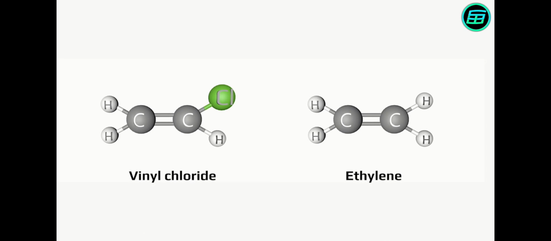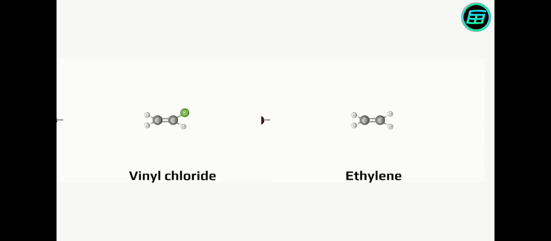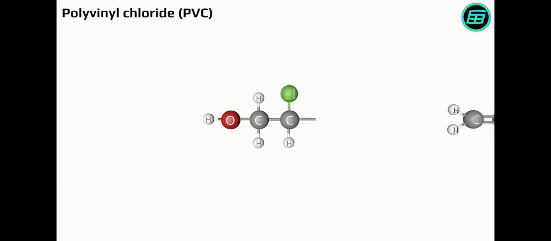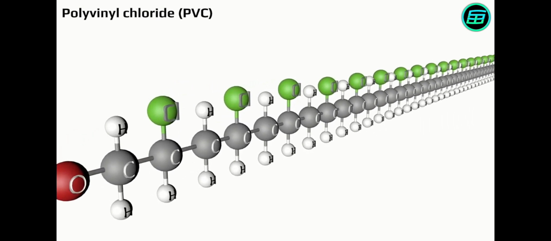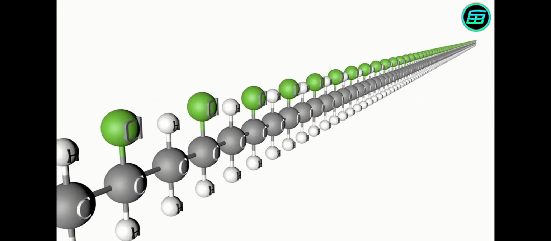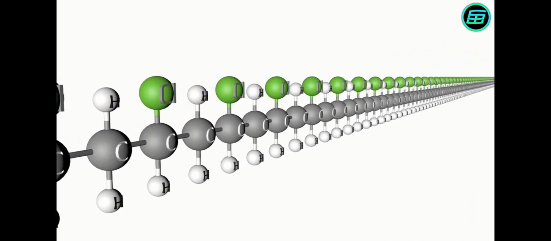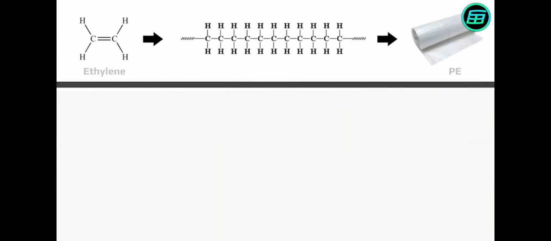This molecule is vinyl chloride. As you can see, it's just one atom different than ethylene, but when vinyl chloride molecules are joined together, the result is polyvinyl chloride, PVC, which is commonly used to make window frames and doors. Replacing only one atom causes the chemical and physical properties of the substance to be completely different.